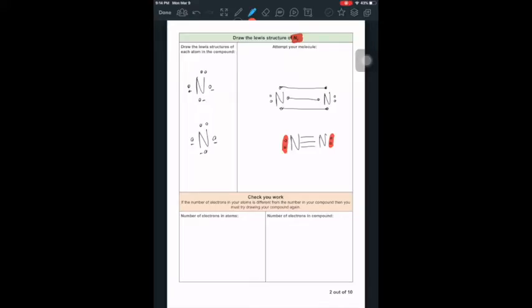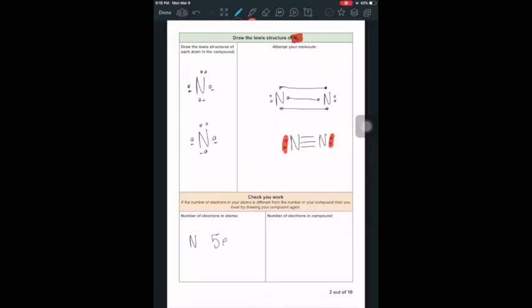Now, if I want to check to make sure that my answer is correct, I'm going to go through this whole process right here. It sounds a lot more complicated than it really is. So the first thing I'm going to do is calculate the total number of electrons in the atoms before they form a bond. I know that each nitrogen carries 5 electrons. So before anything, I can do this.